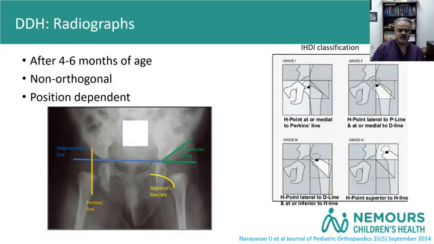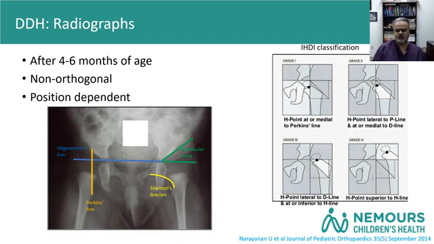So when we look at these hips early on, the question then becomes, when do we transition to radiographs? And the board answer for that is 4 to 6 months of age. With radiographs, one must be cognizant of the fact that these are oftentimes non-orthogonal and dependent on position. And early on, the femoral head is not ossified, hence the ultrasound is much more useful. It's also dynamic, so that also helps with decision making.